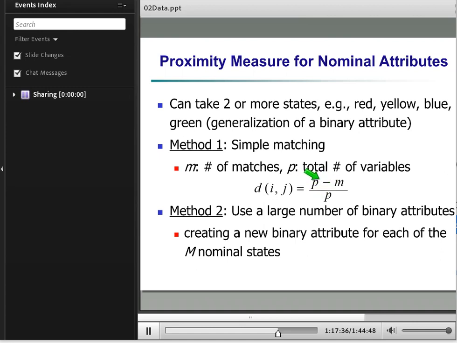So dissimilarity means, for example, character by character or something like this. How many of the characters are similar and how many of the characters are not similar? This is a direct way to find a proximity measure.